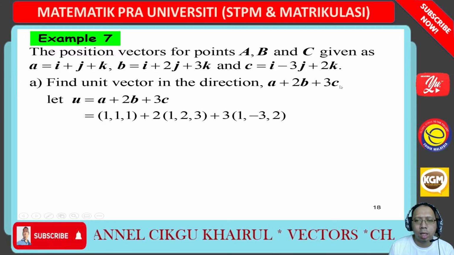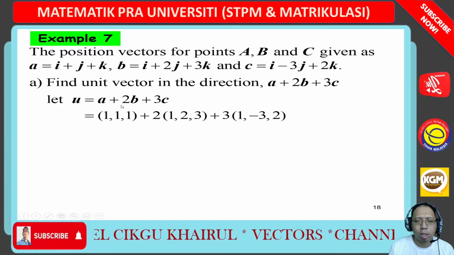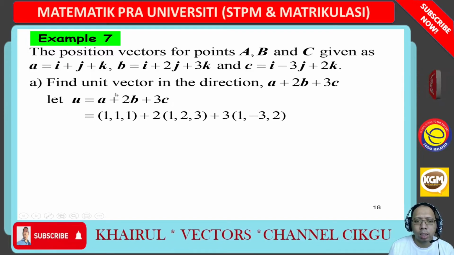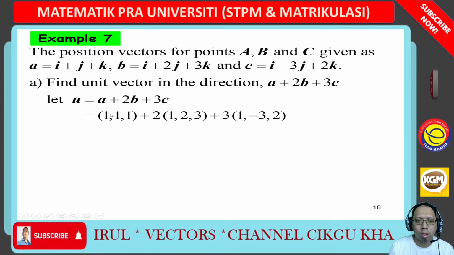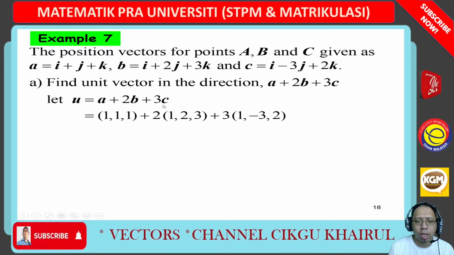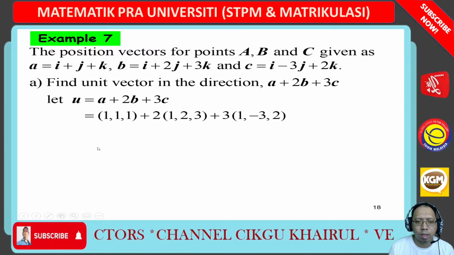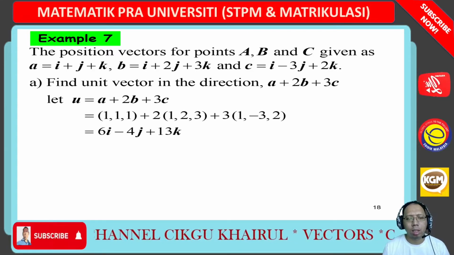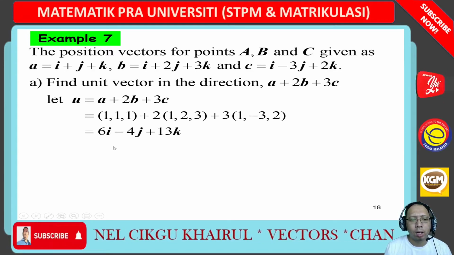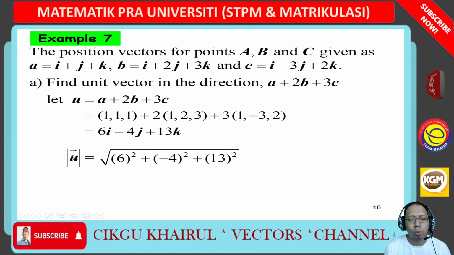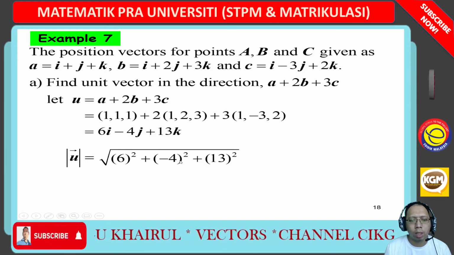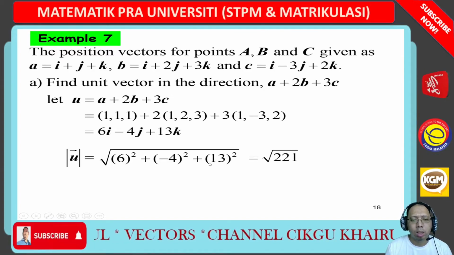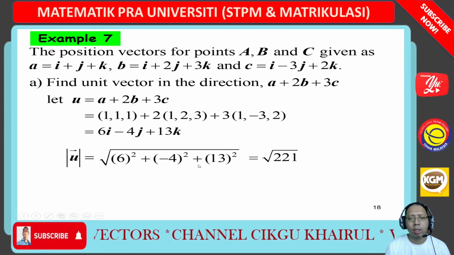So for this case, let's call A plus 2B plus 3C the vector U. We find the vector U by simplifying the addition of these three vectors, and we get 6i minus 4j plus 13k. Now we find the magnitude of U: the square root of 6 squared plus negative 4 squared plus 13 squared. The total is the square root of 221.